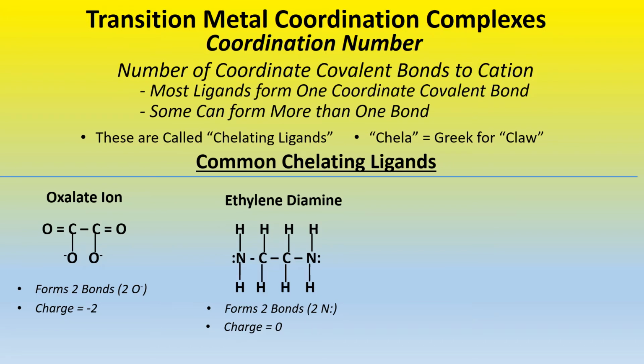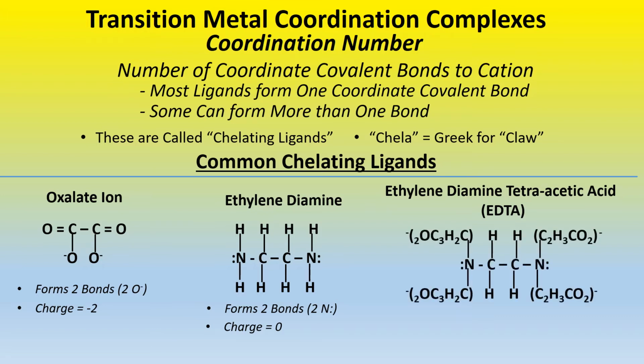The third common chelating ligand has a long name, but again is descriptive. Ethylene diamine tetraacetic acid, or EDTA for short. Related to the previous chelating ligand, you can see it's ethylene diamine with tetra, 4, acetic acids. Each of the hydrogens on the amine is swapped with a C2H3CO2H group, an acetic acid group.